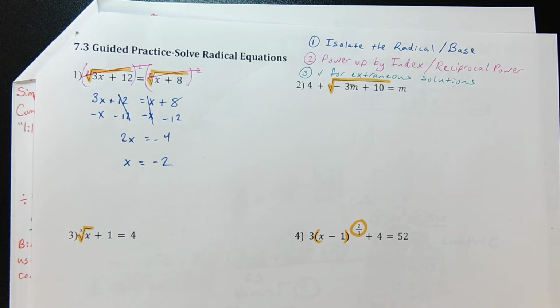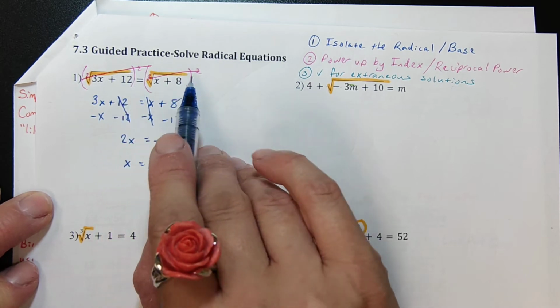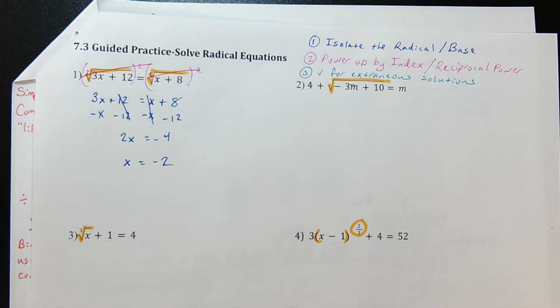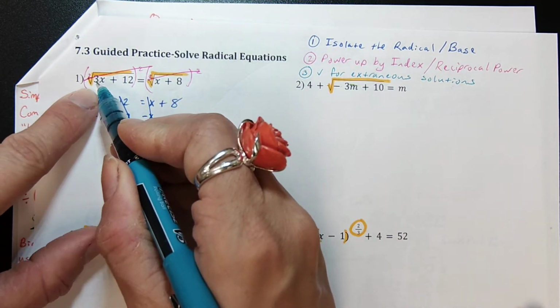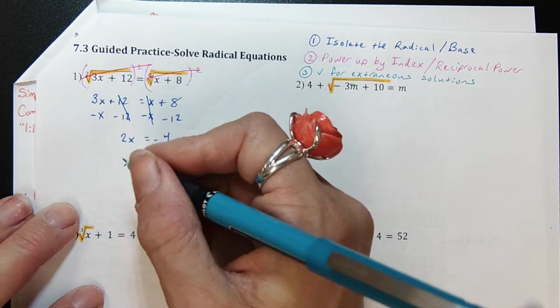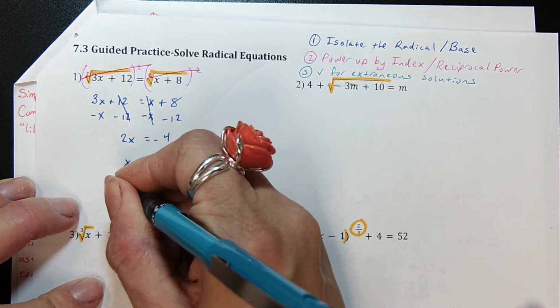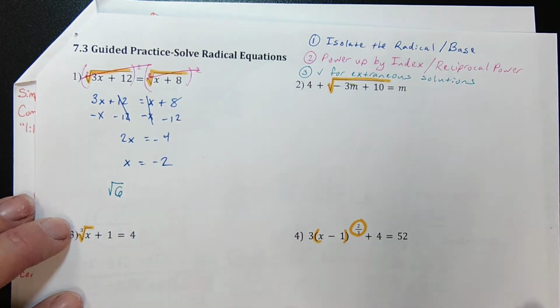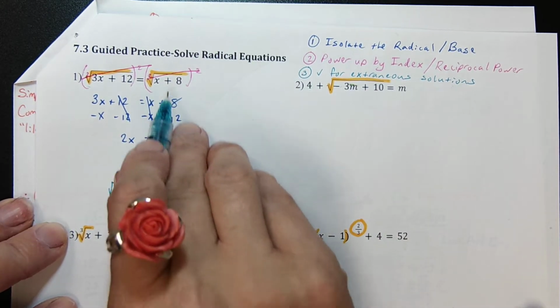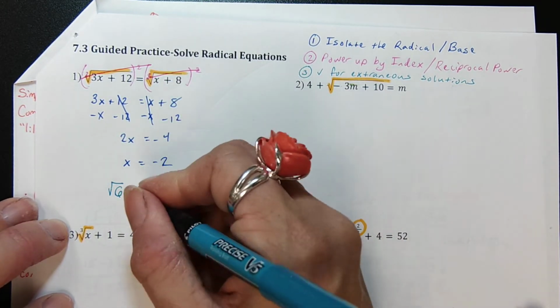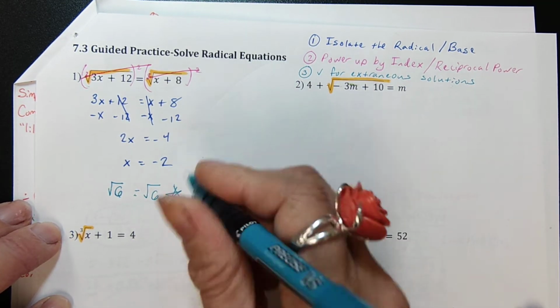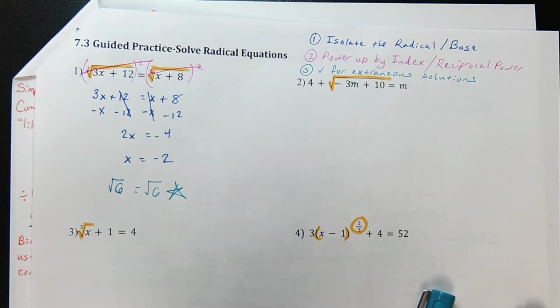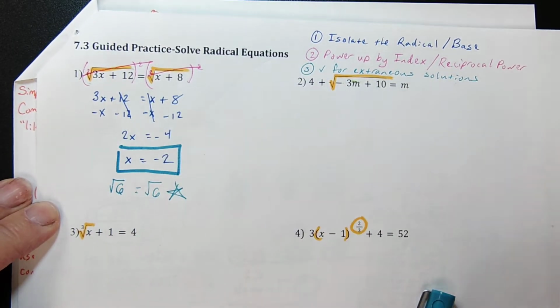But we're not going to put a box around it because I have to check to make sure that this works in both parts of the equation, giving me a true statement. So when I plug -2 in, -2 times 3 is -6, and -6 plus 12 is 6. So on the left side, when I plug in, I get radical 6. When I plug this in on the right side, -2 plus 8 is 6. And I get radical 6 equals radical 6. That is a true statement. So that means x equals -2 really is my solution.